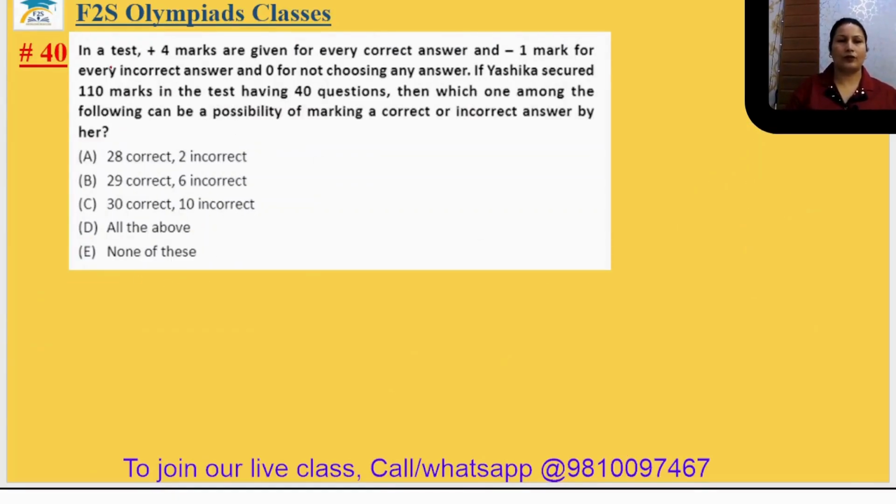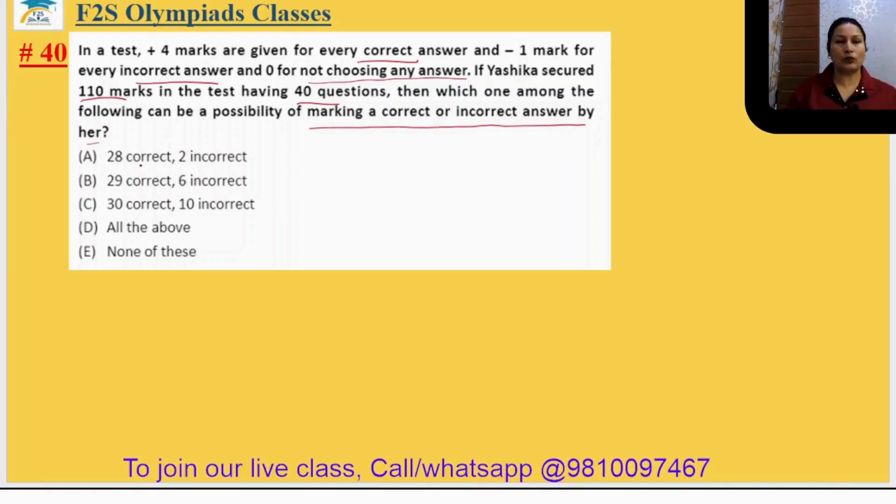Question 40. In a test, 4 marks are given for every correct answer and minus 1 mark for every incorrect answer. 0 for not choosing any answer. If Yasika secured 110 marks in the test having 40 questions, which among the following can be a possible number of correct or incorrect answers by her?